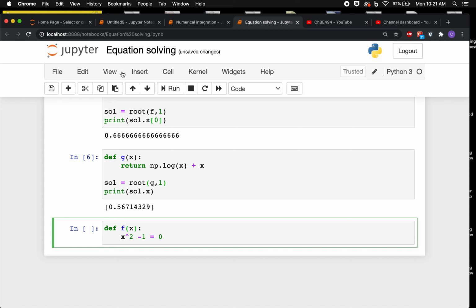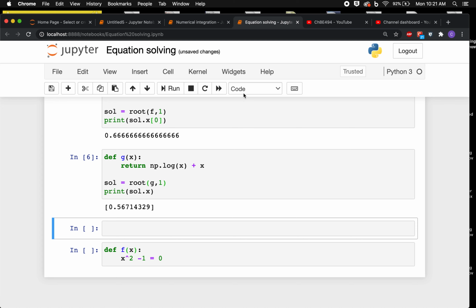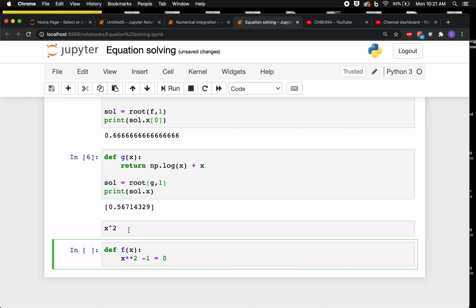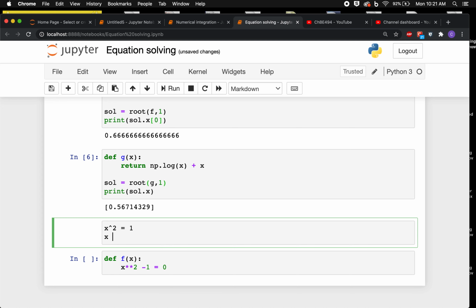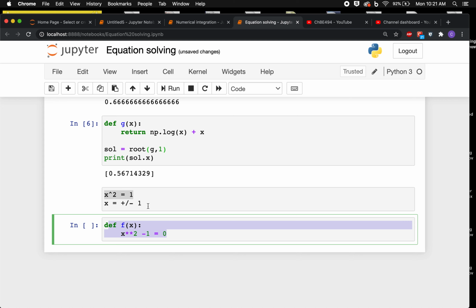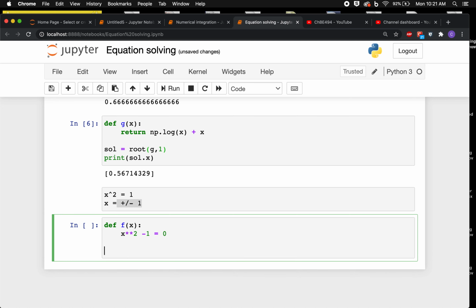Let me put this up here, sort of a cell above. Let's go to markdown. So basically what we're solving here is x squared, and I did the square command wrong, so I want to do squared, is equal to 1. And so I know x is going to be plus or minus 1 because I actually have two solutions here. And the root command's actually not going to find both of these solutions. It's going to find the one closest to the initial guess, depending on the algorithm. And I'll sketch out a little bit later, on a piece of paper, how the algorithm works, but let's just take a look.